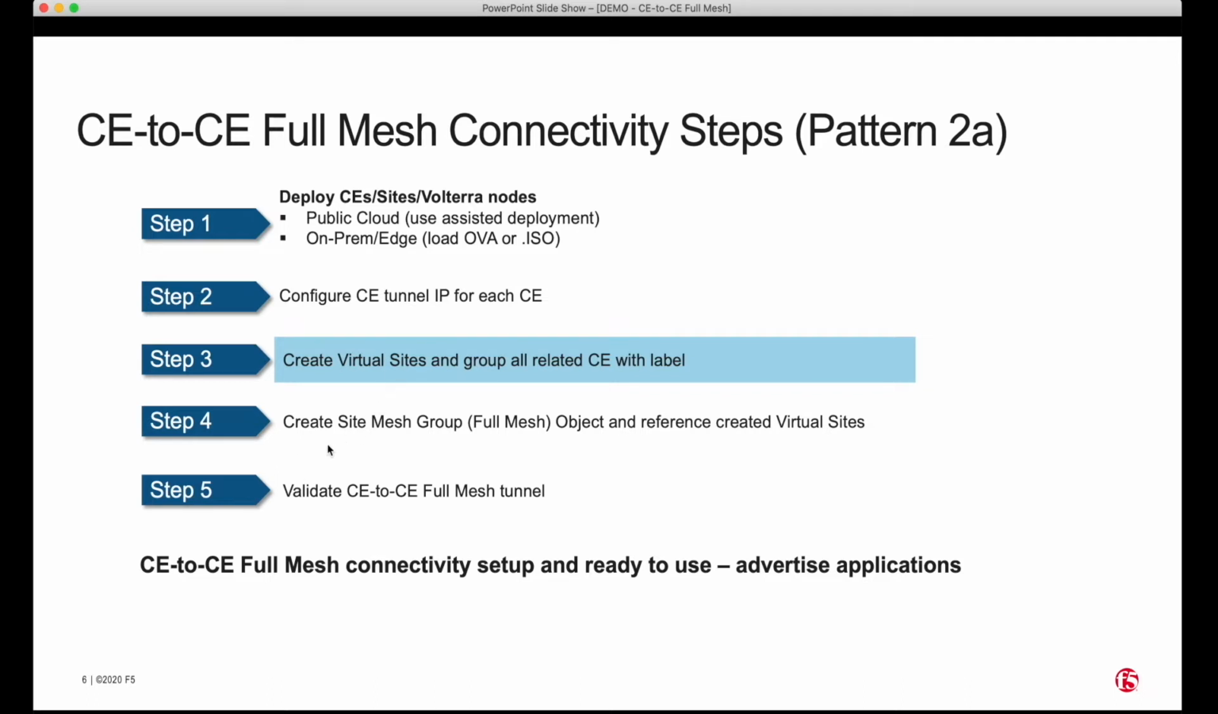Once you have done that, the fourth step is to create a site mesh group. This site mesh group is basically a configuration object, and you reference the virtual site that you created in step 3 as part of this site mesh group. Once you have done that, Volterra CE will try to establish a site-to-site tunnel between each other, and you can validate the CE to CE full mesh tunnel from the dashboard. Once all the connectivity is up, your applications are ready to be advertised.